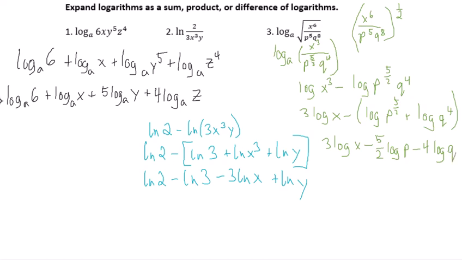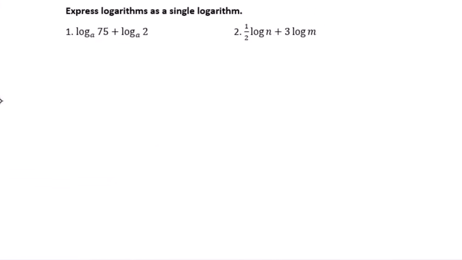All right. So just take these one step at a time and then just apply the 3 rules that we did on the previous page. Okay, now we're going to work in reverse. So we're going to take what is expanded and condense it. So this is log a. Addition means multiplication, so that's 75 times 2. So this is log a of 150.